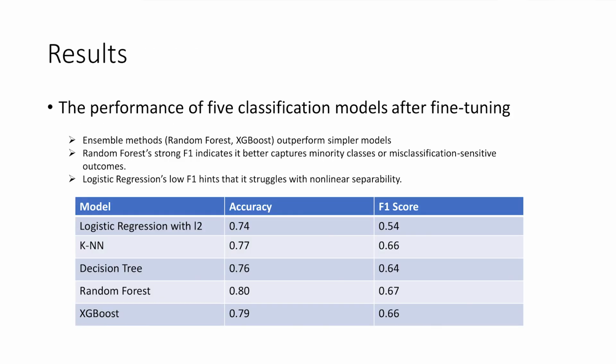And here are the results after fine-tuning. Among all the models, random forest achieved the highest accuracy of 0.80 and F1 score of 0.67. This suggests that ensemble methods like random forest and XGBoost outperform simpler models. The random forest's strong F1 score indicates that it better captures minority classes or cases that are sensitive to misclassification. Meanwhile, logistic regression's lower F1 score suggests difficulty handling nonlinear patterns.